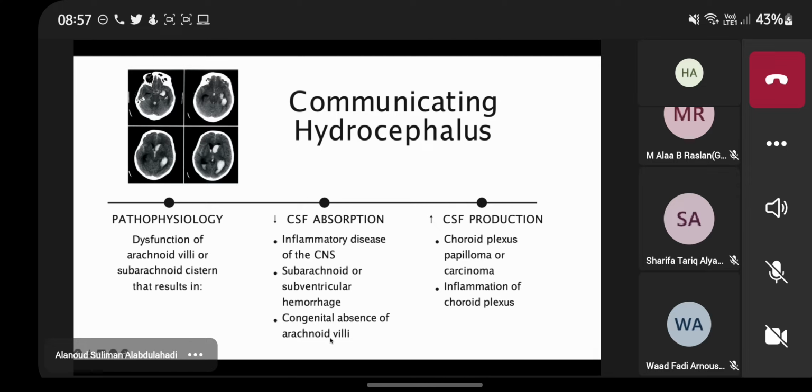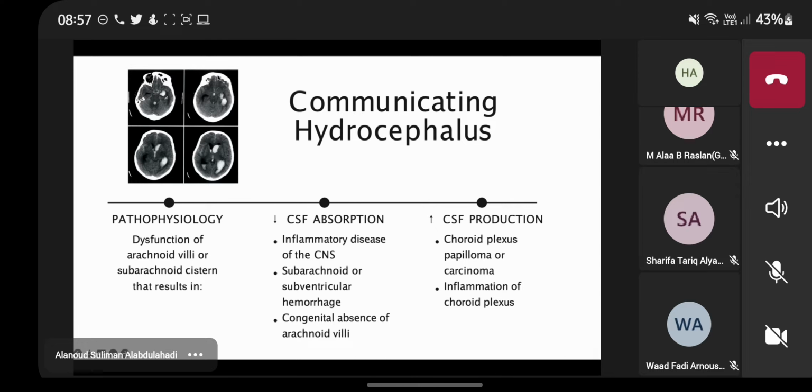And also another cause would be an increase in the production. An increase in the production would occur if there is a choroid plexus papilloma, carcinoma, or even an inflammation in the choroid plexus. So what happens here is that as a result of that, the CSF will build up, which will cause an enlargement in the ventricles, and this will lead to intracranial hypertension.